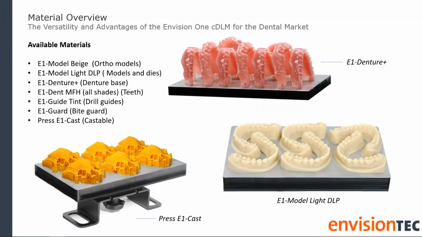Now that we understand the new Envision One RP software, and how to translate a model into a build job for the printer, let's take a closer look at the materials available for those models and the applications. The Envision One cDLM currently has 7 dental materials available, with more to come. There is a wide variety of materials to meet your specific needs.